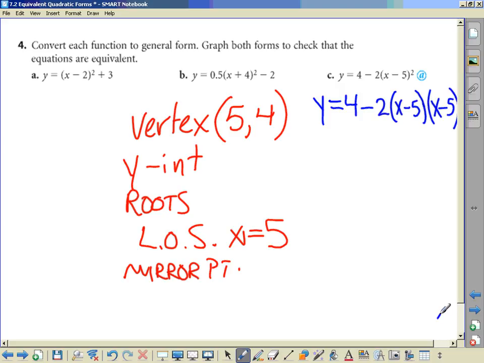One of the most sure methods here of getting this right is to take x minus 5 squared and write it out the long way. So let's FOIL now. Leave the 4, leave the minus, leave the 2 alone. They're just going to wait. They're going to hang out there and wait until we figure out what x minus 5 squared is.